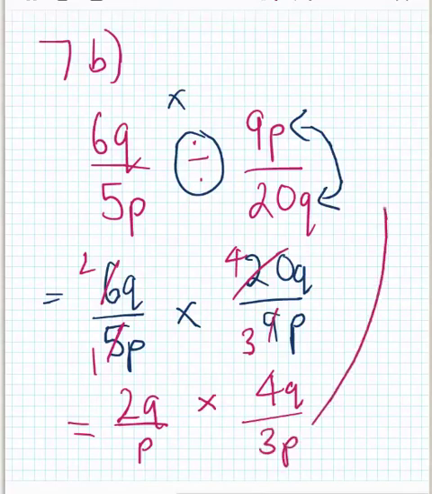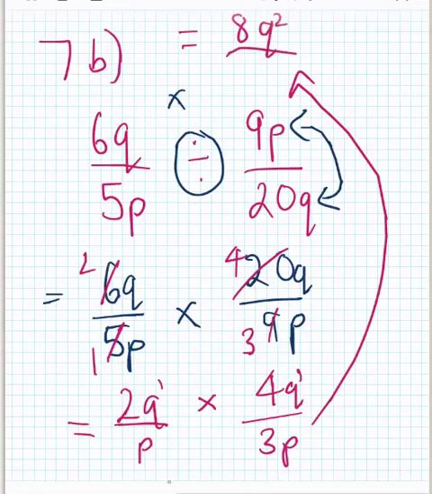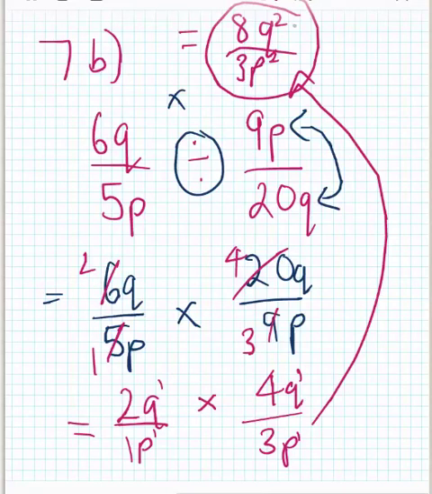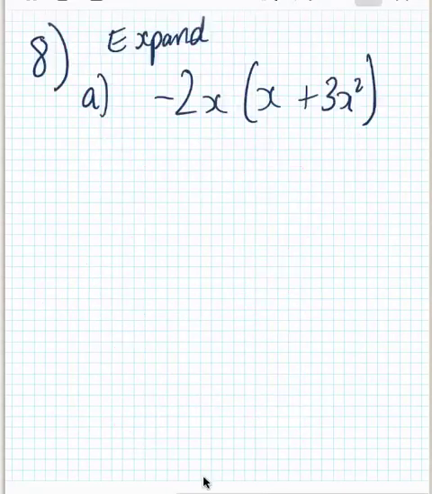And now multiply it out. I'll squeeze it up here. So we've got 2 times, up top, we've got 2 times 4 is 8. And q times q, don't forget to add the powers. So 1 plus 1 is 2. Over, on the bottom, we have 1, invisible 1 times 3, that's just 3. But p times p, add the powers of p and p, so we've got p squared. Sorry, it's a bit squishy, but that should have been your answer. 8q squared over 3p squared.